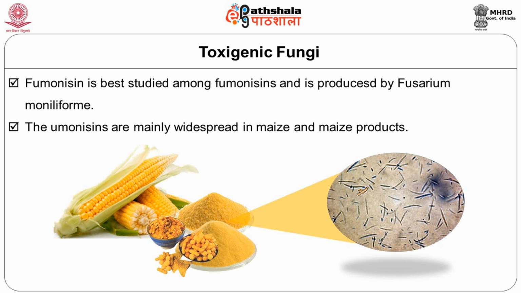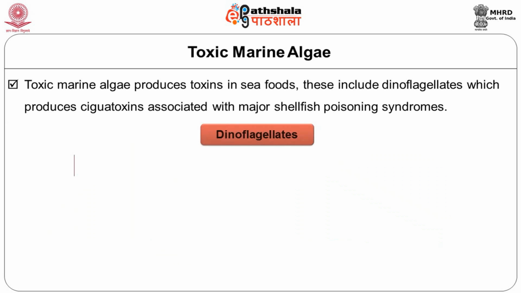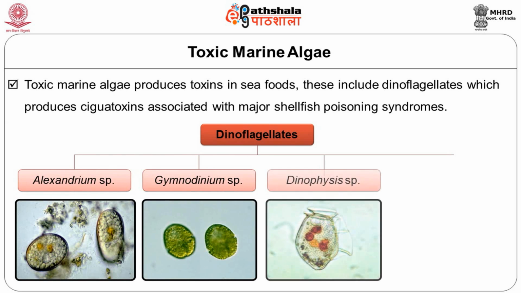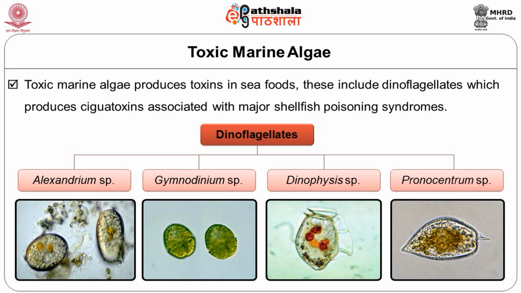The last one is algal food poisoning. These are marine algae which produce toxins in seafoods. They include dinoflagellates which produce ciguatoxins, associated with the major shellfish poisoning syndromes like paralytic shellfish poisoning, amnesic shellfish poisoning and neurotoxic shellfish poisoning. Fishes feed on this toxic marine algae, and that's how the fish become toxic. The four important toxin producing genera of algae belonging to dinoflagellates are Alexandrium, Gymnodinium, Dinophysis and Prorocentrum.